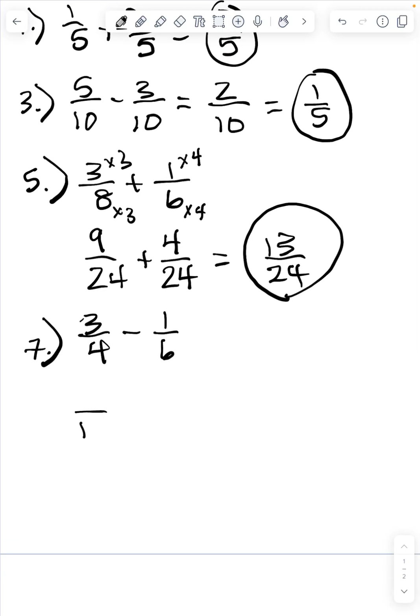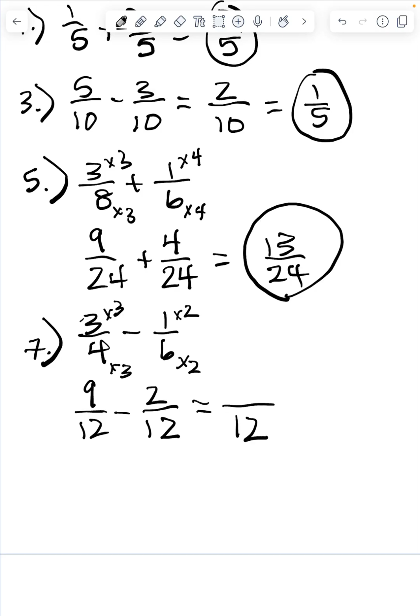Number 7. We have 3/4 minus 1/6. Common denominator is going to be 12. So we'll multiply this fraction by 3, top and bottom. Multiply the second one by 2, top and bottom. That means my common denominator now is 12. So I'm just going to do the numerators. 9 minus 2 is 7.